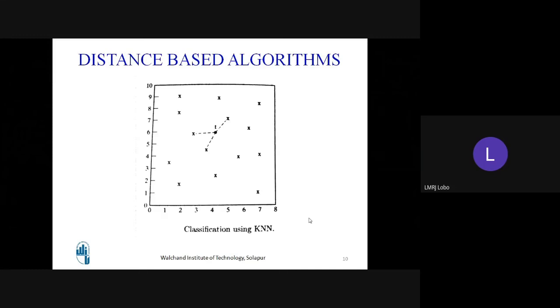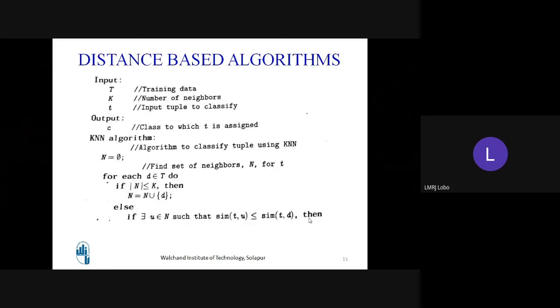Here distance is the criterion to define the elements in a particular class. The distance based algorithm goes by using the training data, the number of neighbors k placed at the same distance, and the input tuple to classify, taken as t. We find the distance between this tuple and the neighbors, and those that have the same distance are going to be put in the same class, which we define as the class c.